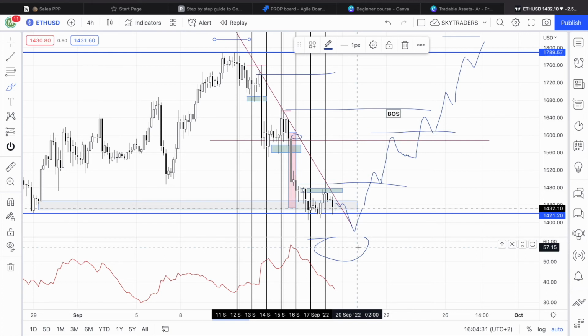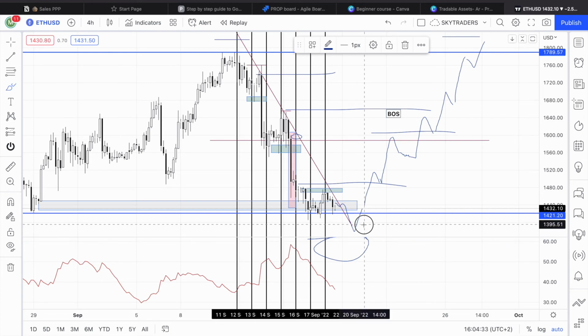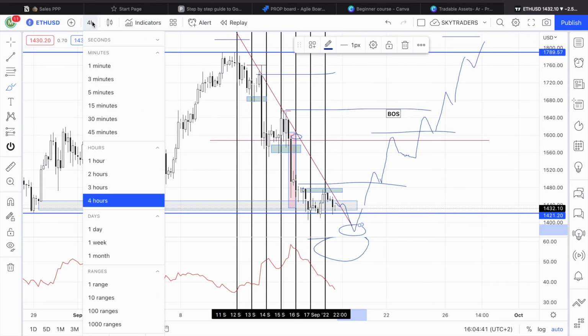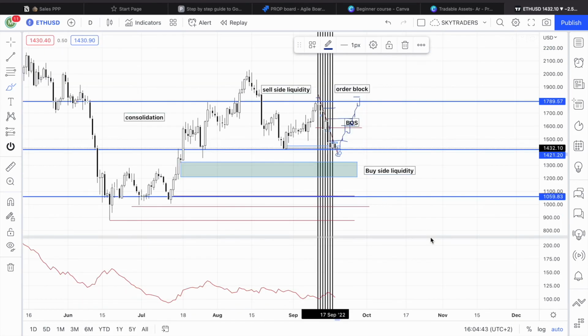This manipulation could happen with a few pips or hundreds of pips. Because again, on the daily time frame, this is the buy side liquidity. So we can even trade way down to this level to collect some orders in order to shoot one more time to the upside. All right.